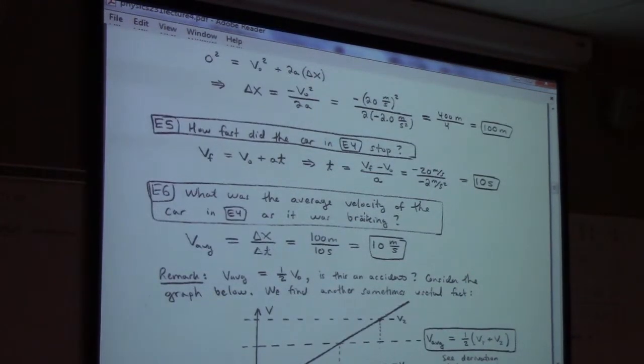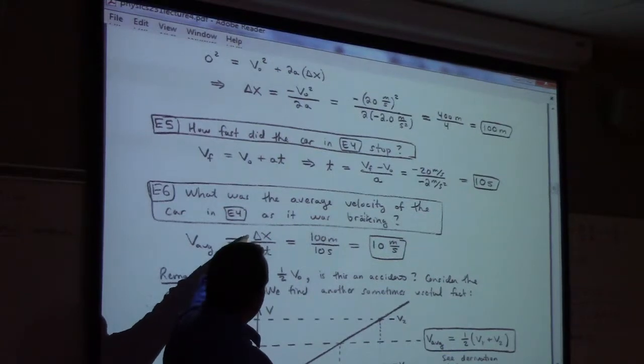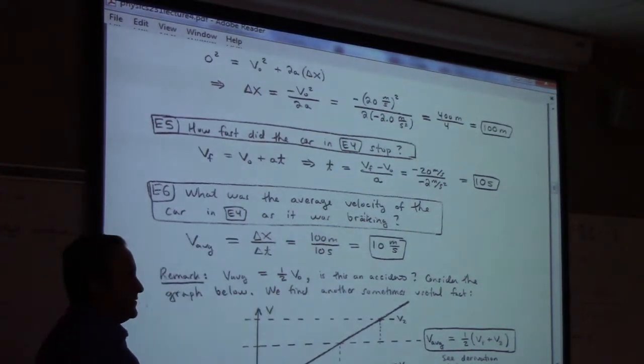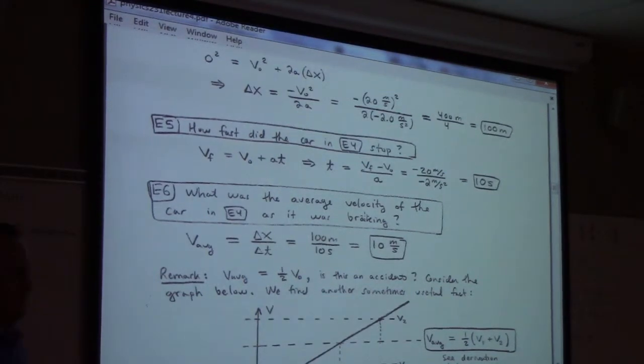In the same example, what was the average velocity of the car as it was braking? The average velocity would be the position, which we figured out, the braking distance, 100 meters, divided by the time, 10 seconds. That gives you the average velocity during the braking, 10 meters per second. I probably should have a minus on that. I'm being careless about the sign here. But it's still moving forward, so mathematically it should still be a positive 10.